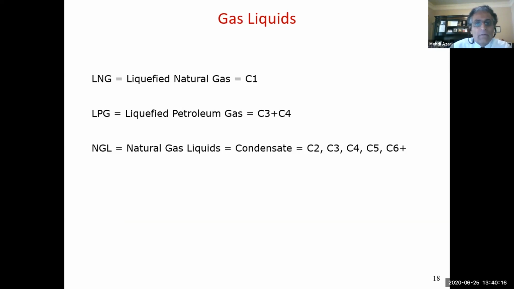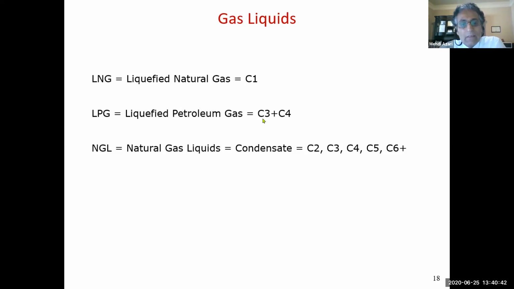And then you might have heard about LNG, LPG, NGL. LNG is liquefied natural gas, which is basically C1. LPG is liquefied petroleum gas. So that means the first two are liquid. Actually, all of them are liquid. So C1 making it liquid means you're exerting a lot of pressure.